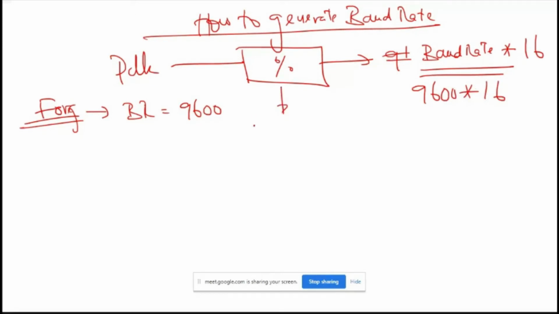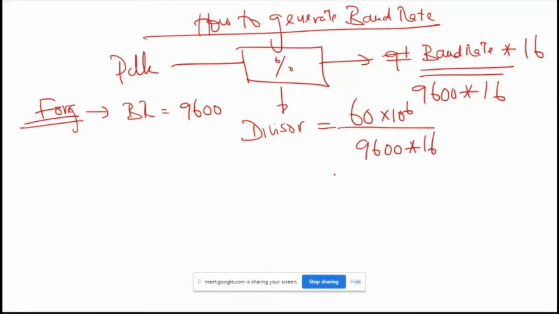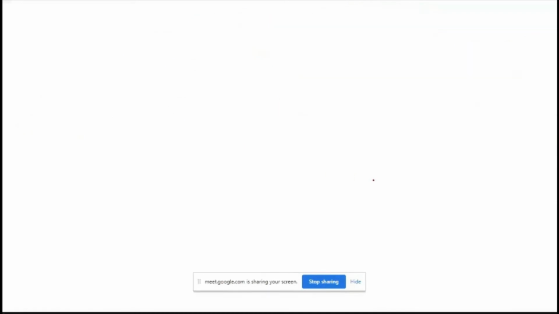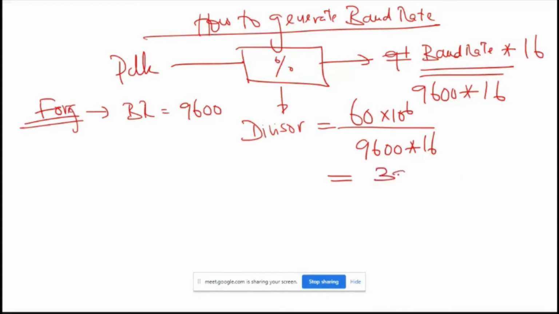So what is this divisor value? Divisor value is equal to your peripheral clock, 60 MHz, divided by what output I want, 9600 into 16. What is the value that you got? You got 391. This is the divisor. This divisor has two parts, DLL and DLM. What does DLL mean? Divisor latch LSB. What does DLM mean? Divisor latch MSB.